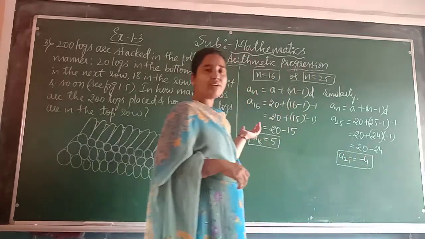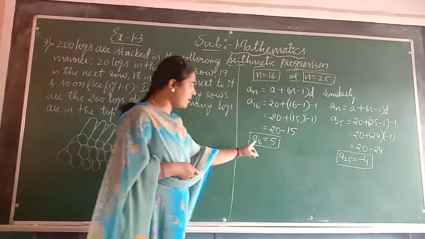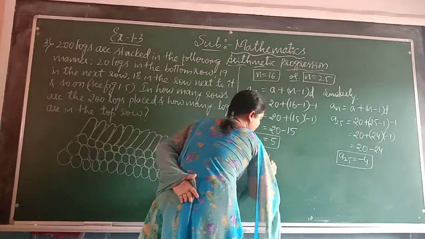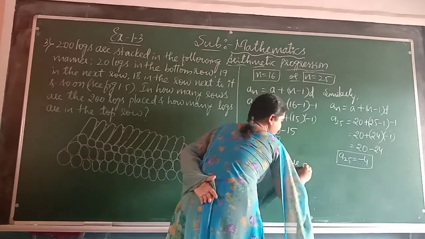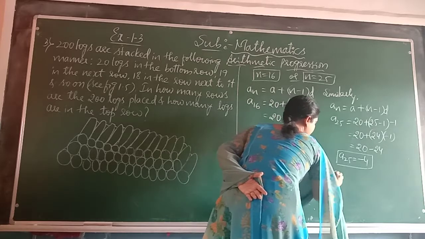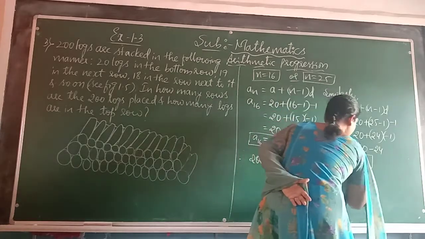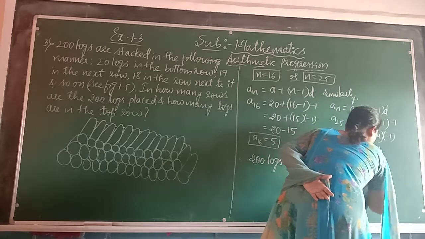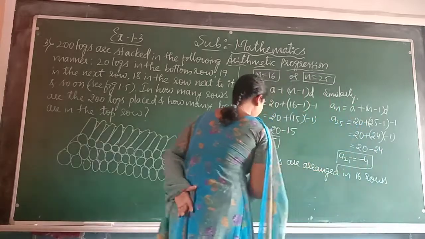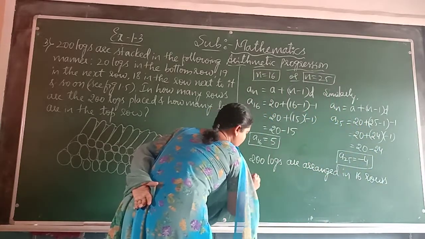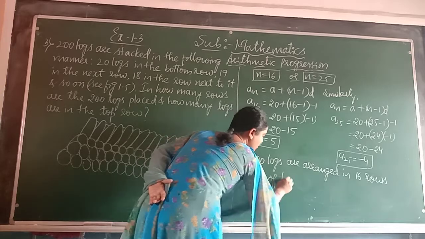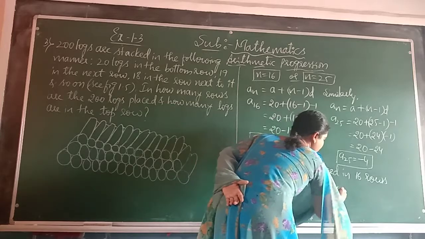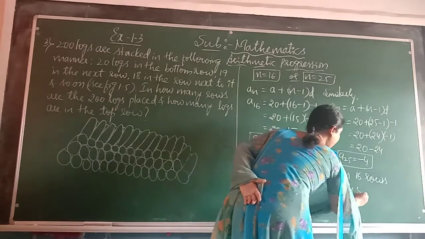That's why 200 logs we were arranged in how many rows? 16 rows. Therefore 200 logs are arranged in 16 rows. Okay, and number of logs in 16th row. In 16th row is 5.